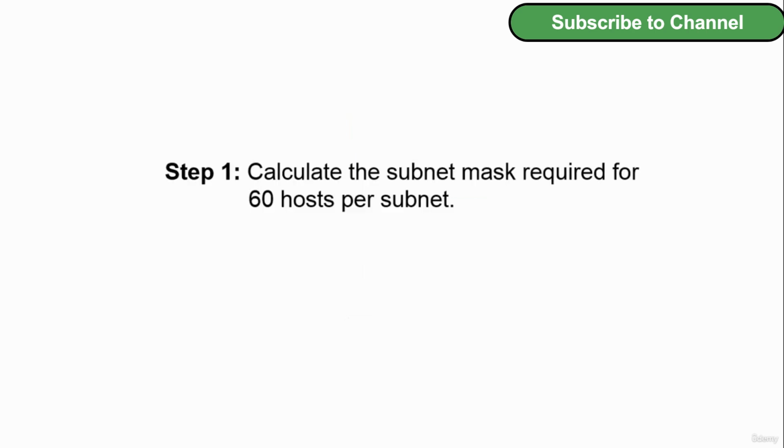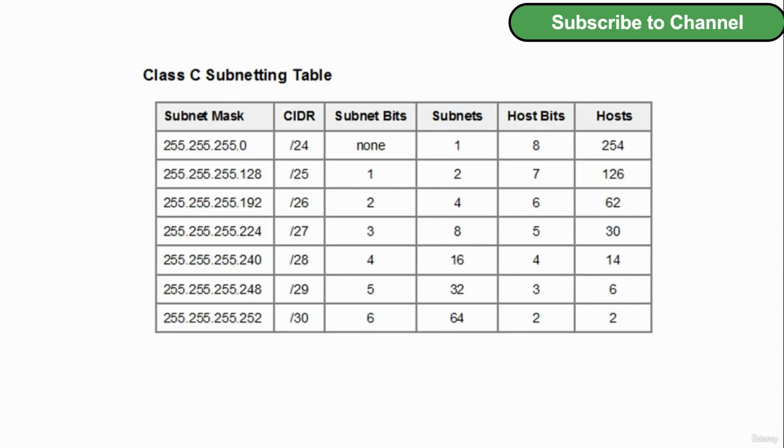So step 1, calculate the subnet mask required for 60 hosts per subnet. So I want to know what the subnet mask is. I need 60 hosts per subnet. So going through this again, let's go to the far right here. I need 60 hosts. 30 is not going to do it, so what's the next one? 62. That'll do it. So go over, there's a /26 mask. That's a dotted notation there, 192. So the /26 gives me 62, so that'll work. So there's 6 host bits required to give me those hosts, and that leaves 2 bits left for subnet bits, and that'll be 4 subnets.